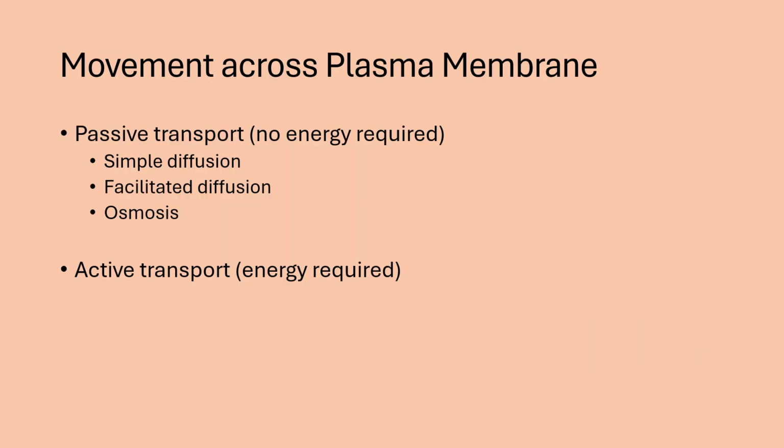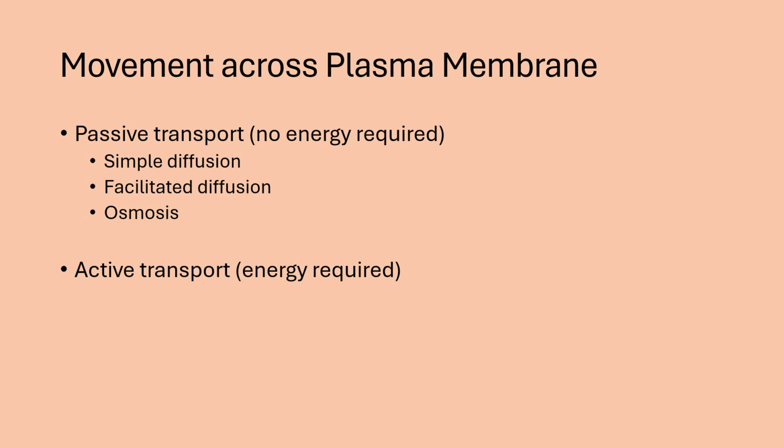Movement across the membrane can either be passive or active. Passive means no energy is required. Why? Because you're moving in the direction things naturally want to move. You're moving what we call down a concentration gradient. Things naturally want to go from high concentration to low concentration. So if it's moving in that direction, it's passive. It doesn't require any energy. Active transport does require energy because you're going against the flow. It's like you're trying to paddle upstream. It's not the way you want to go.